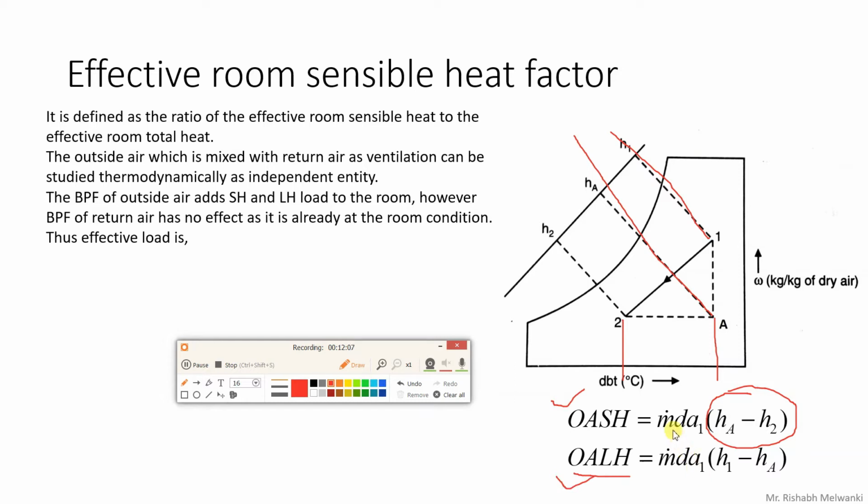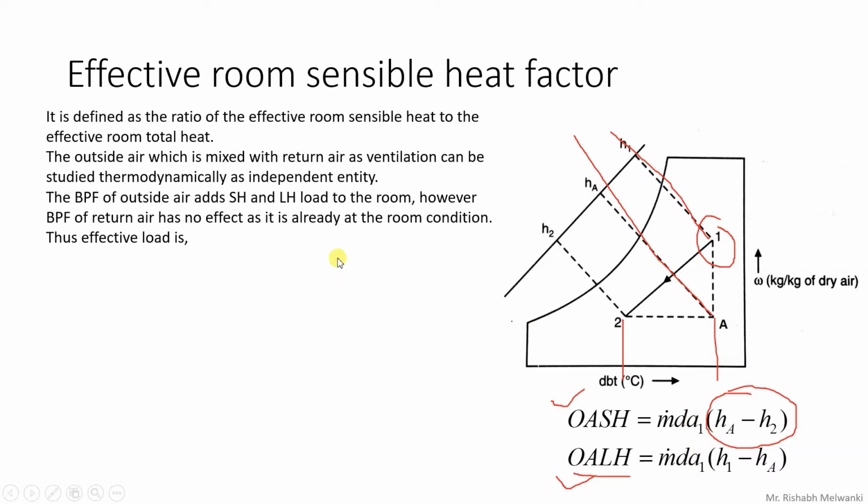Now here, why are we writing m dot dA1 in both the equations? Because point 1 is which air? Outside air, and we are calculating which heat? Outside air sensible heat and outside air latent heat. That is why here we are considering mass flow rate of dry air at point 1 in both the equations.